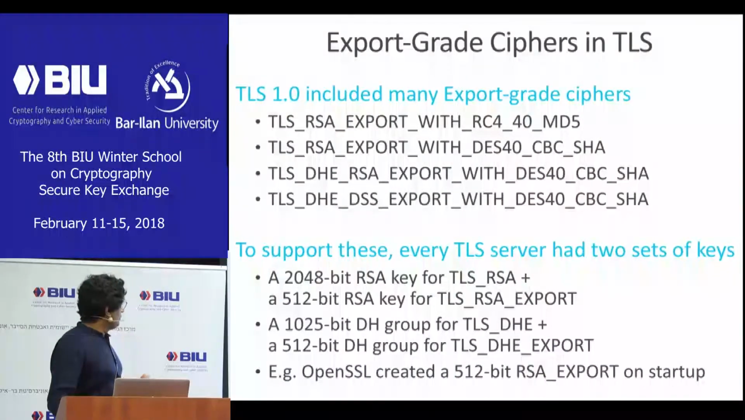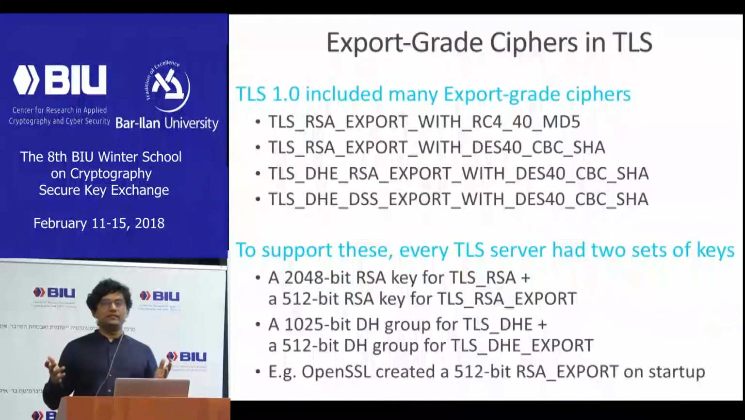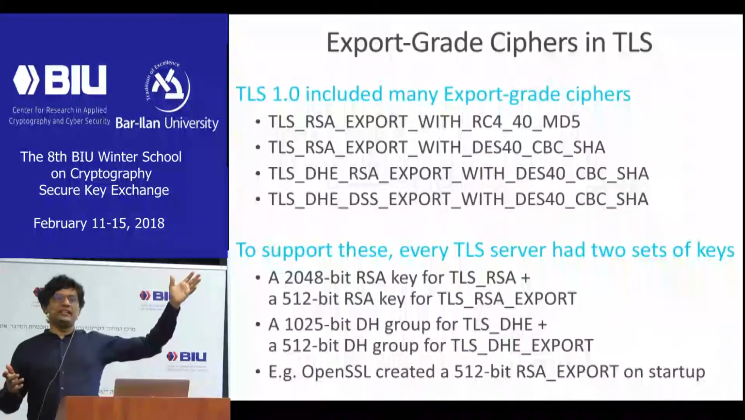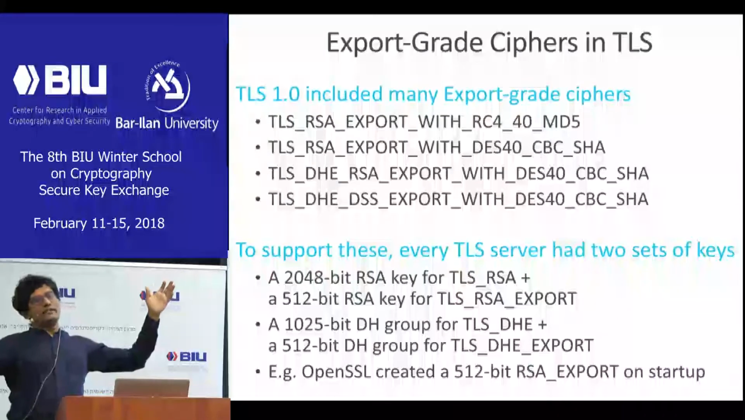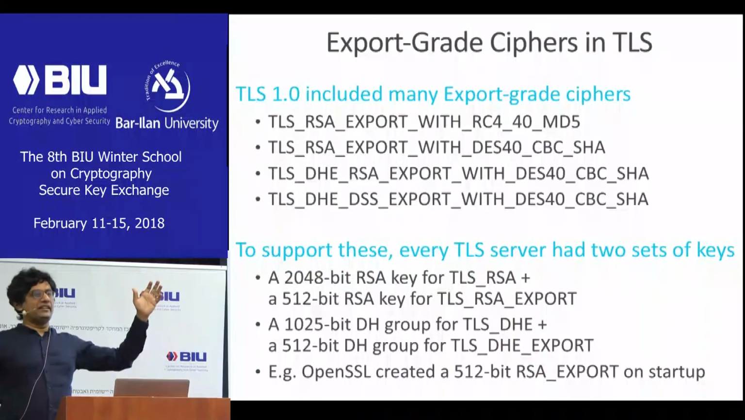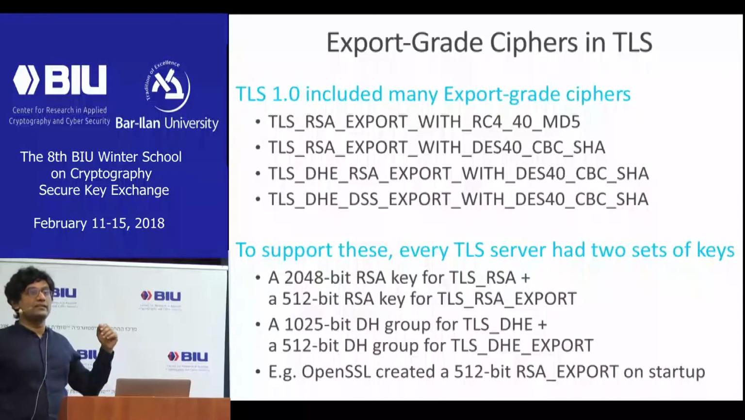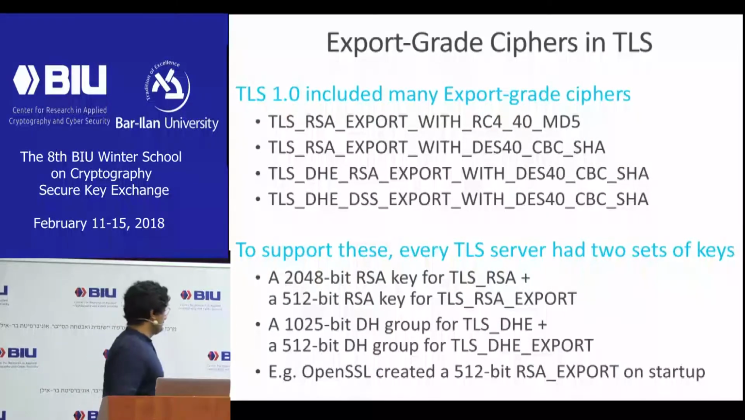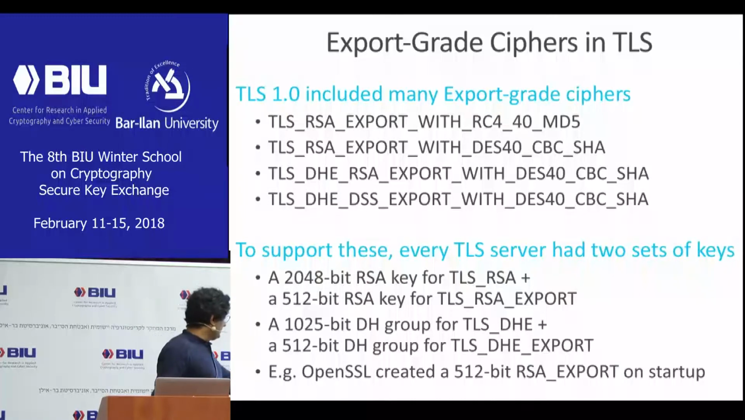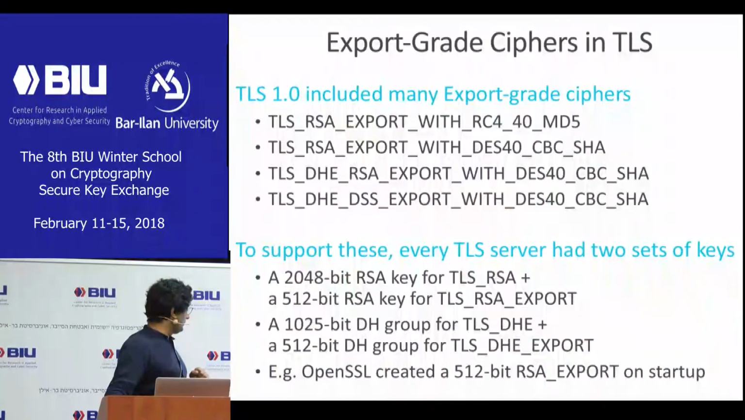And to support this, everybody had to maintain two keys. So even now, many OpenSSL servers will have a 2048-bit key for regular use, and they will also have a 512-bit RSA key that they generate at startup time and keep in their memory, just in case somebody contacts them and asks for an export cipher suite. Okay? And similarly, most of them will have a 1024-bit Diffie-Hellman group and a 512-bit Diffie-Hellman group.